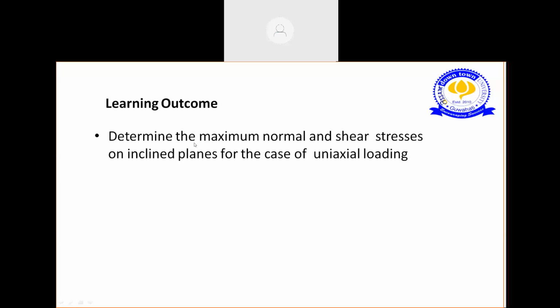Okay. So today's learning outcome will be to determine the maximum normal and shear stresses on inclined planes for the case of uniaxial load. So today we'll determine the maximum normal and shear stress. Earlier we determined the normal and shear stress on inclined planes. Today we'll determine what the maximum normal and shear stress will be for uniaxial loading. You are familiar with axial loading? Uni means only in one direction.